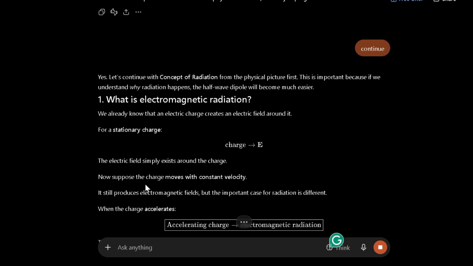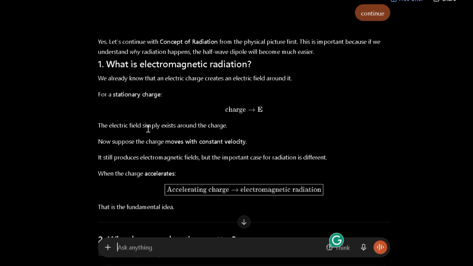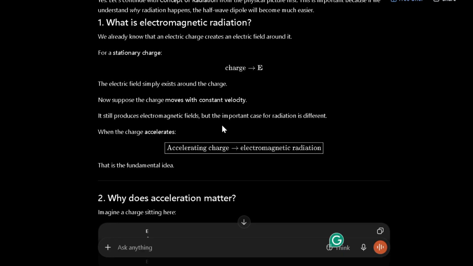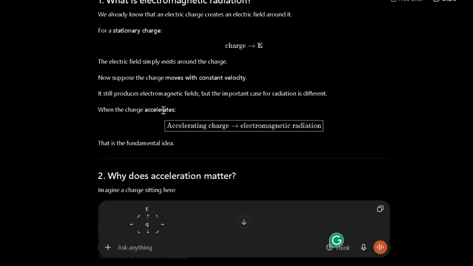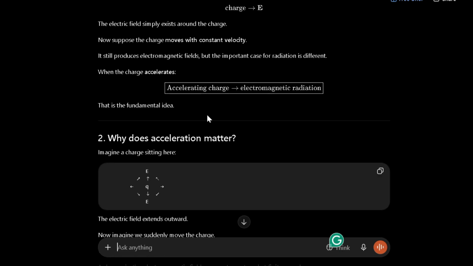Let's continue the concept of radiation from the physical picture first. This is important because if we understand why radiation happens, the half-wave dipole will become much easier. What is electromagnetic radiation? We already know that an electric charge creates an electric field around it. For a stationary charge, the electric field simply exists around the charge. Now suppose the charge moves with constant velocity. It still produces an electromagnetic field, but the important case for radiation is different. When the charge accelerates: accelerating charge, electromagnetic radiation.